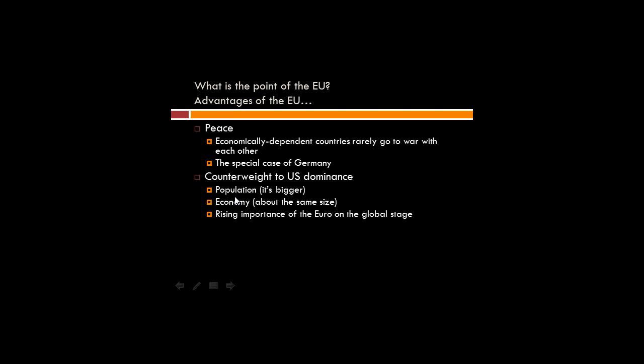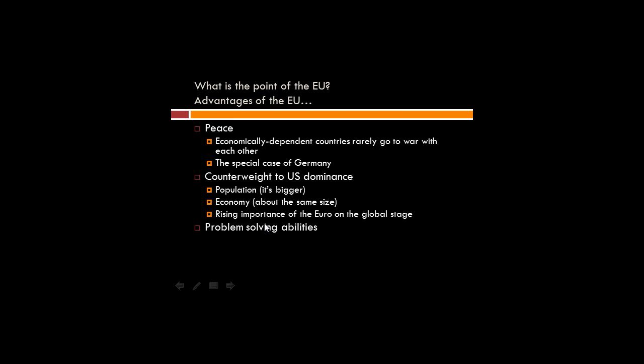In terms of population, the European Union is clearly bigger, with 500 million versus our roughly 310 million here in the United States. The economy of the European Union overall is about the exact same size as the American economy. And then also the rising importance of the euro as that single currency they created in the European Union has in some ways challenged the dominance of the dollar, the American dollar, as the kind of financial gold standard, if you will, for global capitalism. And so it has made Europe more important in a financial sense on the global stage.